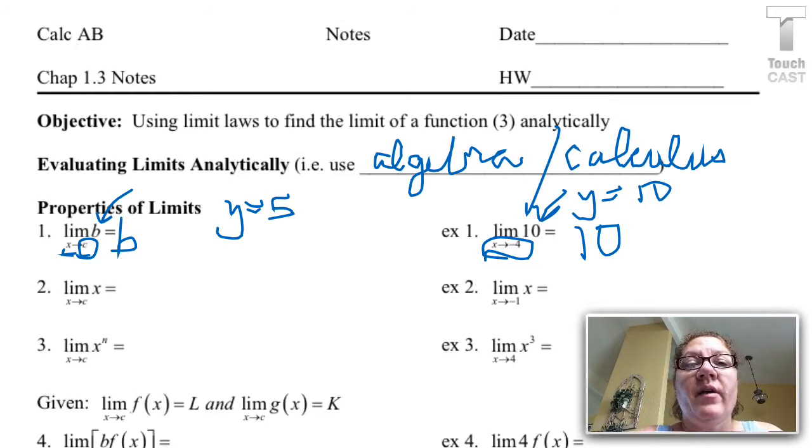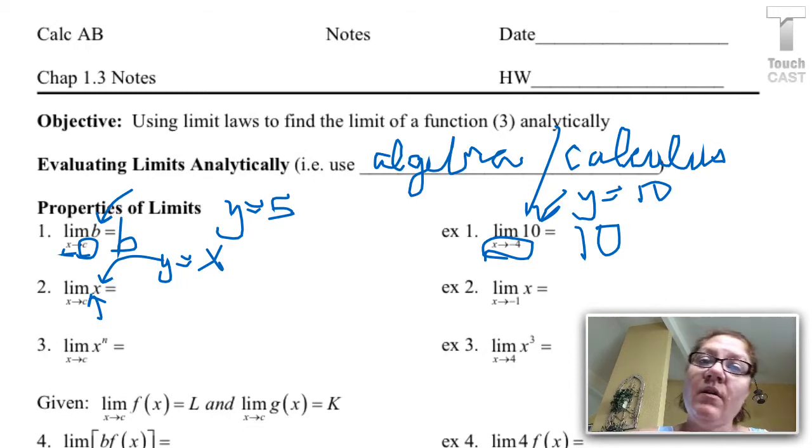Now notice here, now I have a variable in what I'm taking a limit of, and as x gets closer to c, this is really y equals x, is the function. And so obviously those are the same. If x is 7, y is 7. If x is 20, y is 20. So whatever value x approaches, so does y. So the limit as x approaches c of x is c.